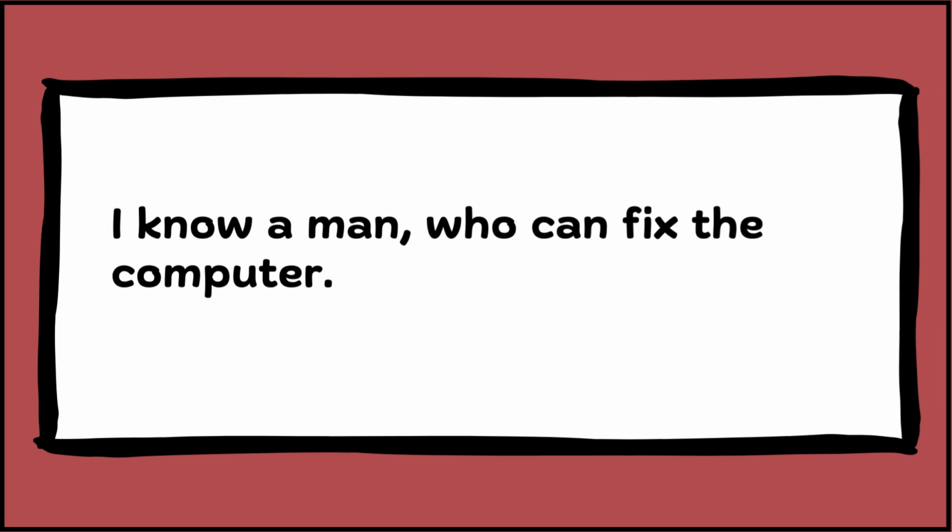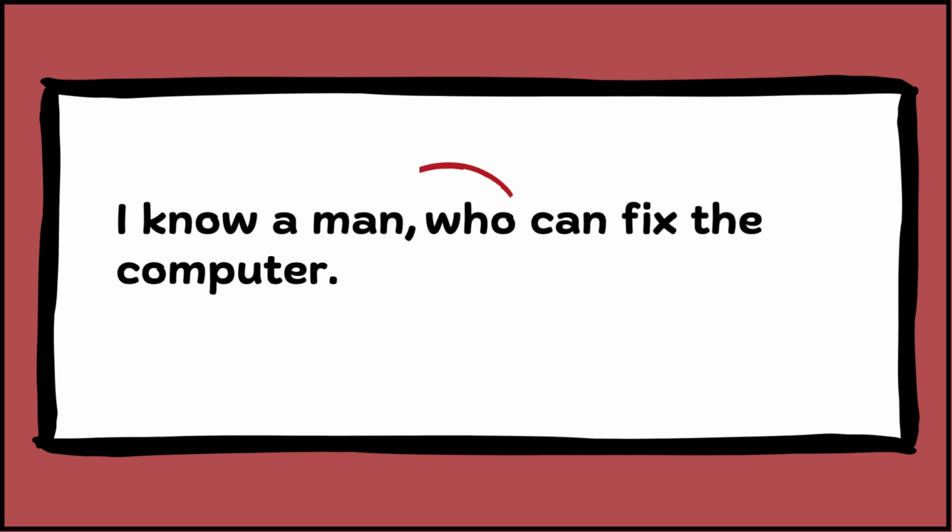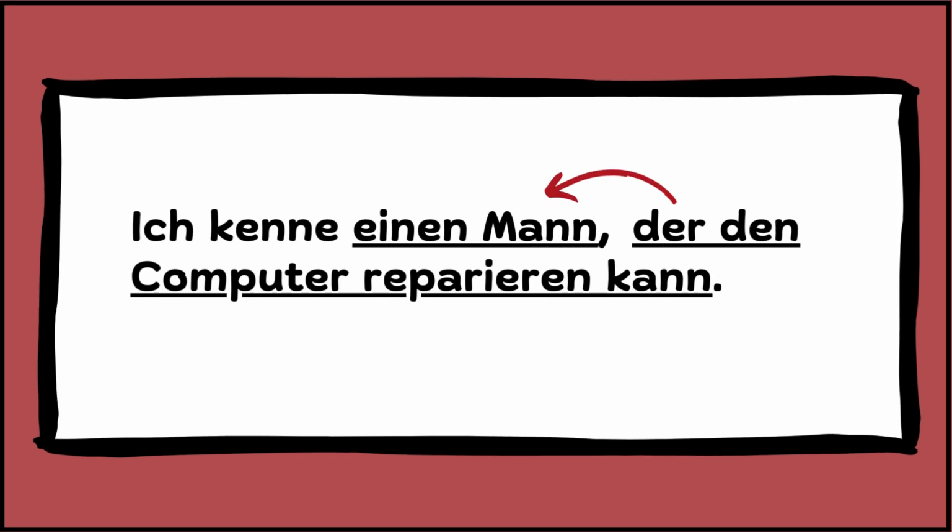I know a man who can fix the computer. So see how this second sentence is giving us more information about the noun a man in the Hauptsatz? That's just what Relativsätze are. Let's look at the same example in German. Ich kenne einen Mann, der den Computer reparieren kann.